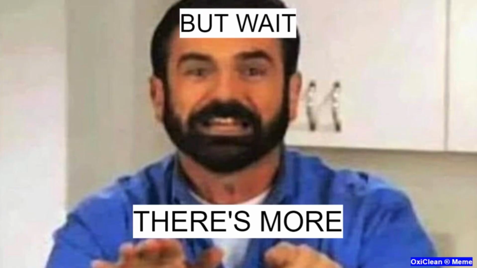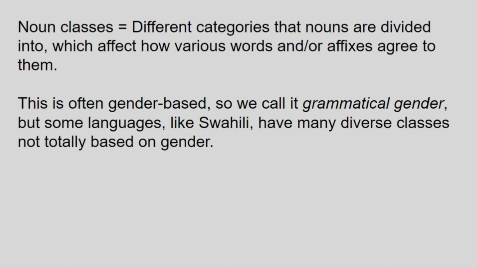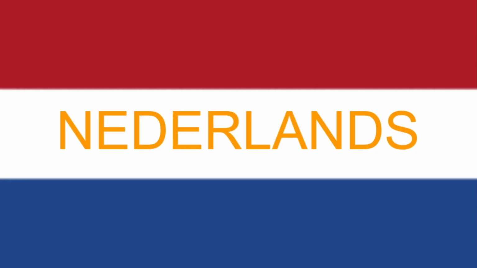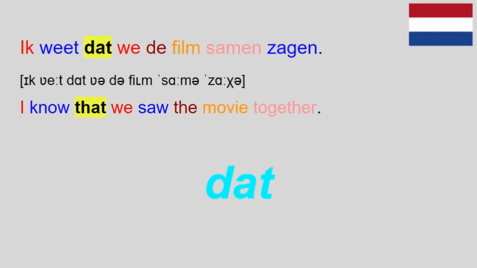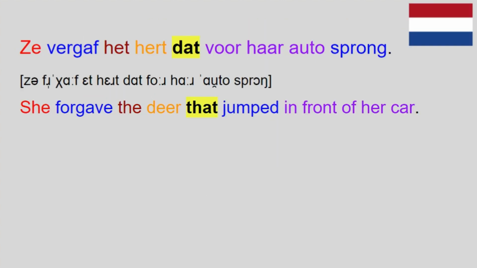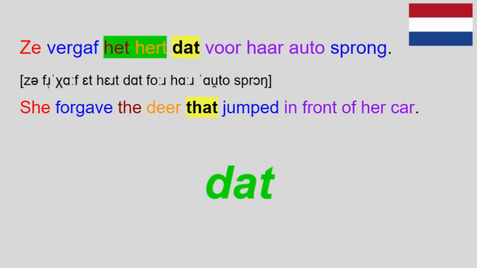But that's not the end of the distinctions that some languages make between words for that, as in some, the only object conjunction can change to match the grammatical gender or noun class of the noun that it's describing. Dutch is one of these languages, and relevant to context, that has a common neuter gender system explained on the screen. The Dutch word for that as an entire clause conjunction is dat, and in the sentence, ze vergaf het tot voor autosprong, meaning, she forgave the deer that jumped in front of her car, we can see that dat is also the conjunction used in the object-only situation, if it's modifying a singular neuter noun.